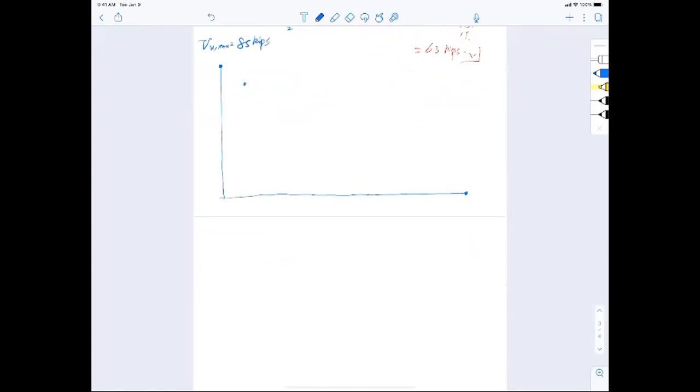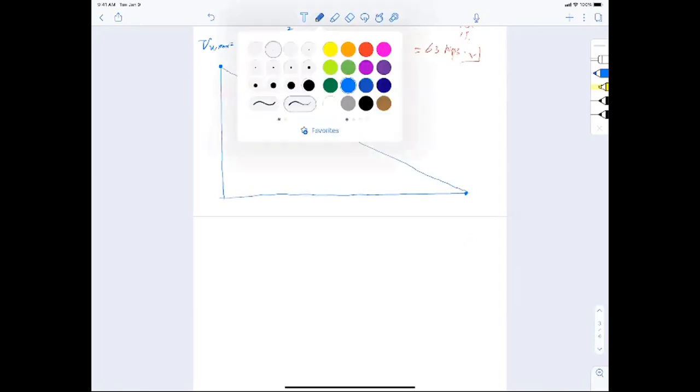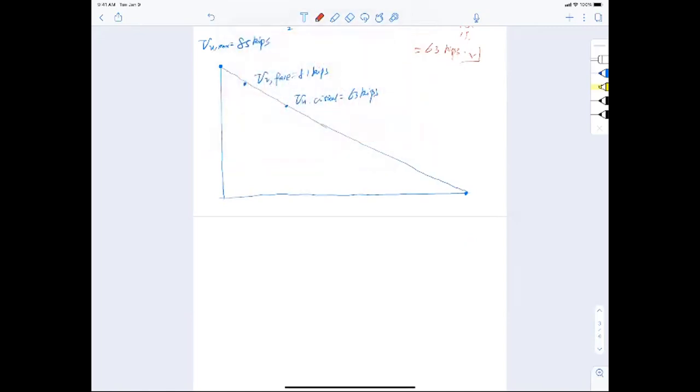I have my Vu face equal to 81 kips, and I have Vu critical equal to 63 kips. Okay, so to help myself, I say, look, it's going to be a linear line, I know that from the beginning, right? And now I need to start my design. All I'm trying to do is design stirrup spacing, to determine how much resistance I have. So I have several options.